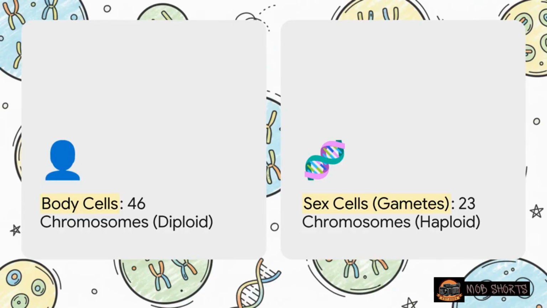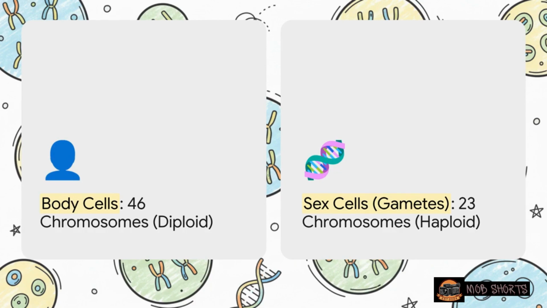So the whole key to this puzzle, it's all in our chromosomes. You see, most of the cells in your body, your skin cells, your liver cells, they're what we call diploid. That means they have the full set of 46 chromosomes, right? 23 from mom, 23 from dad. But our sex cells, the gametes, they're different. They are haploid, meaning they only have 23.